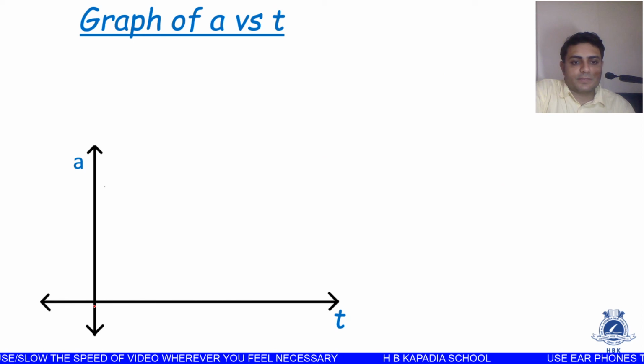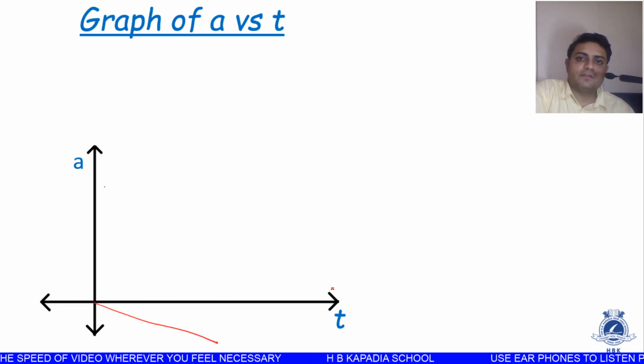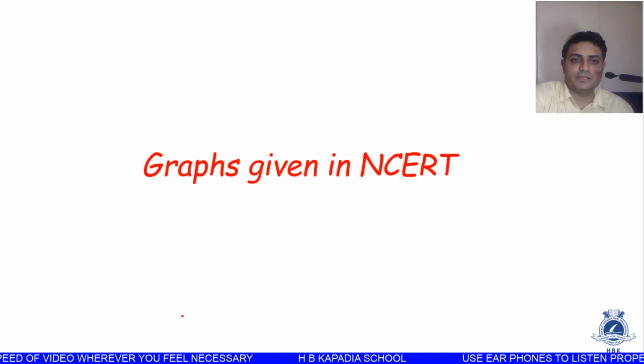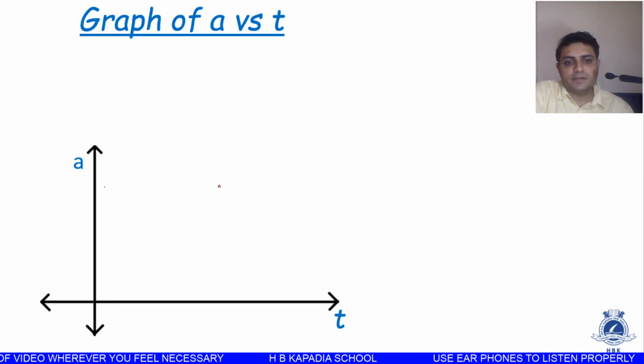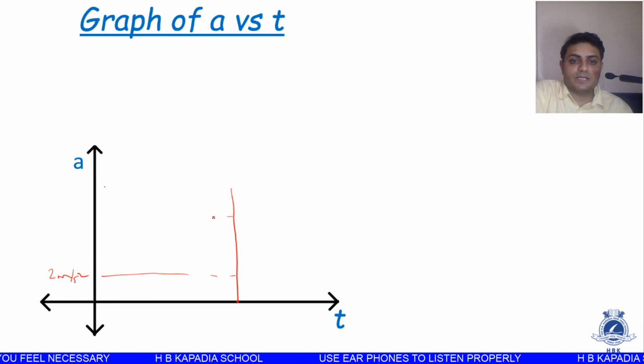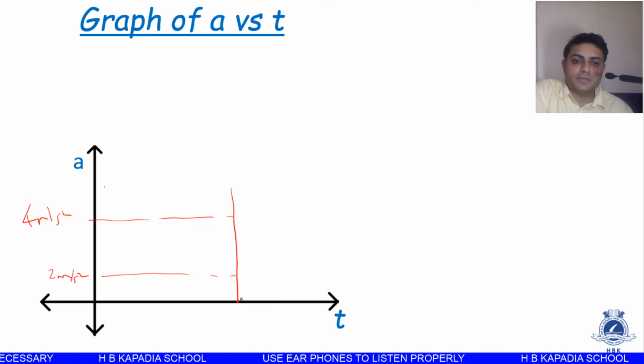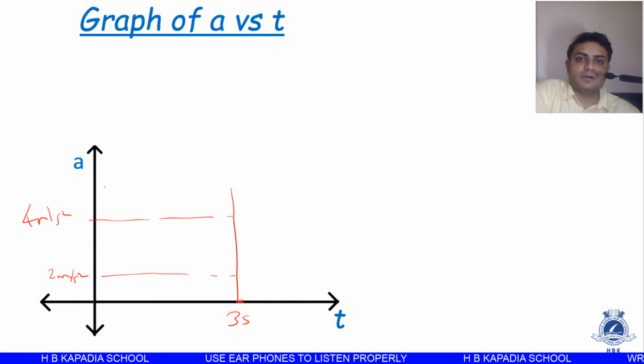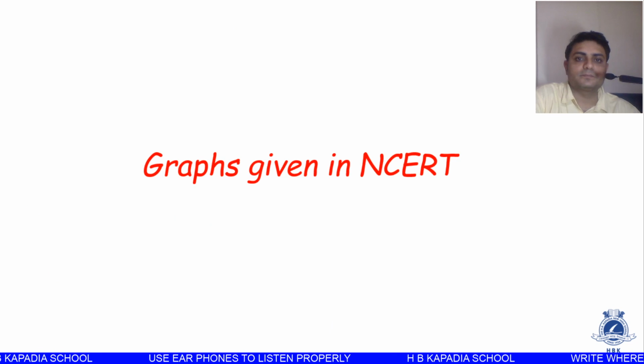If the graph is like this, then also you don't have any information, because in this case also the acceleration is increasing. If the graph is like this, we can say the acceleration initially is 2 meter per second square. After some time the acceleration becomes 4 meter per second square, and so on. The acceleration is increasing but the time is remaining constant. Such things are never possible. Time cannot remain constant for different accelerations, or we can say time can never remain constant.